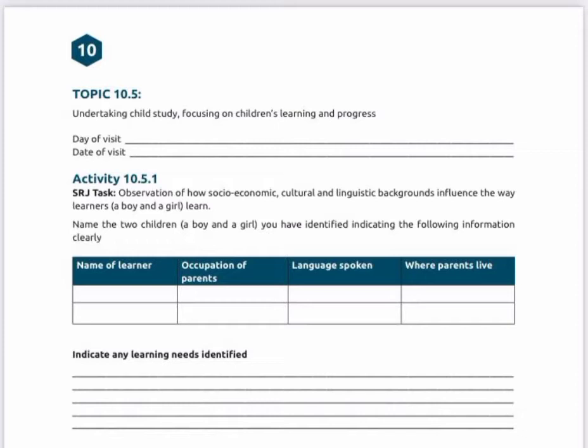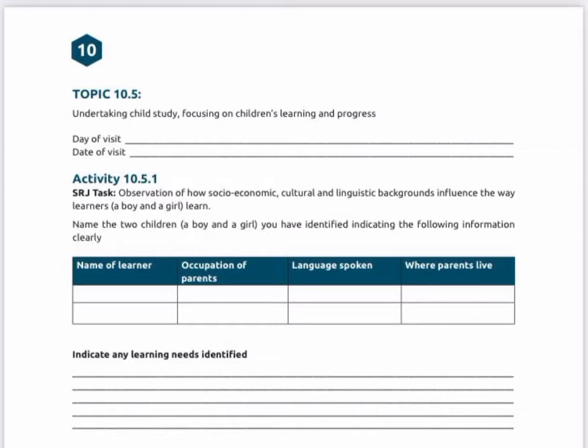We are going to take two students, that is a boy and a girl. Note that, a boy and a girl. We have to provide some information about them. So what are some of the things we can write about them? In the SRJ form, we have the name of the learner, the occupation of parents, language spoken, and where parents live. This is for you to fill in this portion.